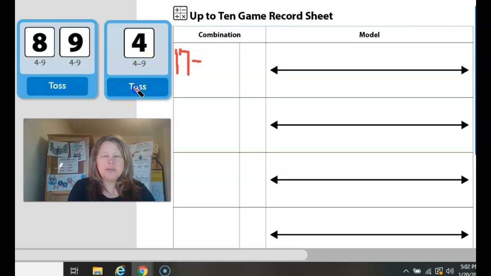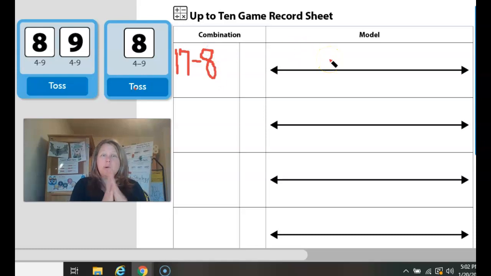Now I want to spin again. So I got to get rid of my pen. Let's clear that. We're going to spin again, and I got an 8. So I got to go back, get my pencil again. Oops, it's not working. I don't know why it does this. And we're going to write 17 minus 8.